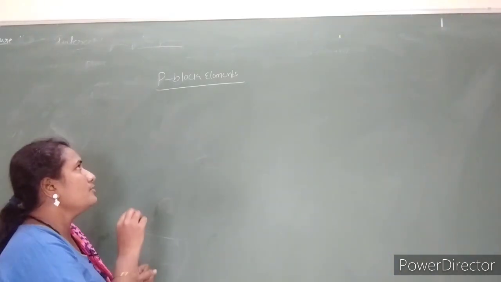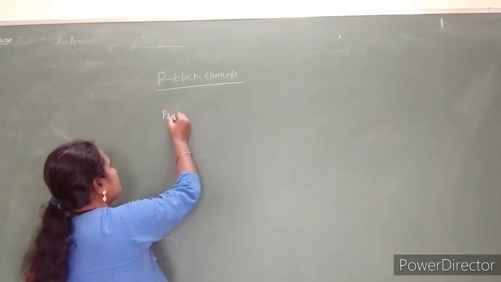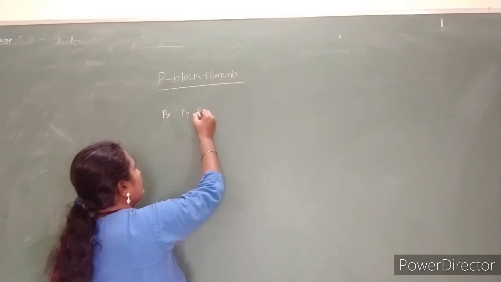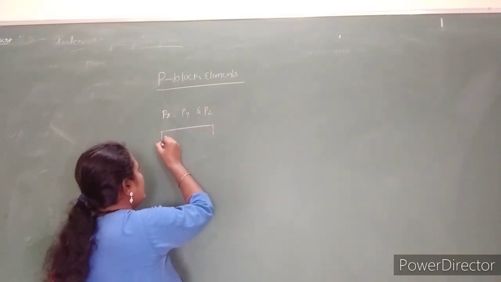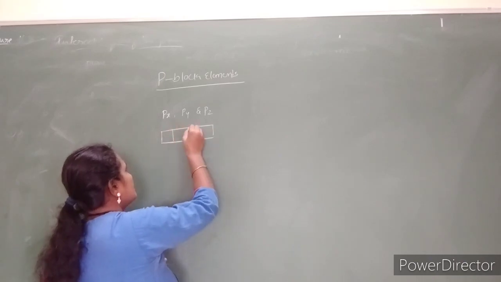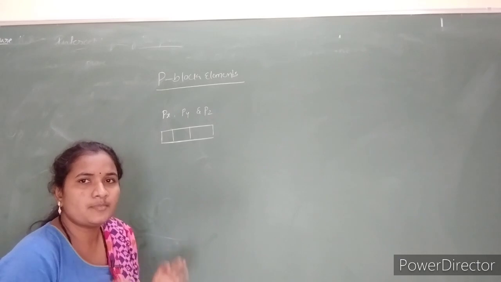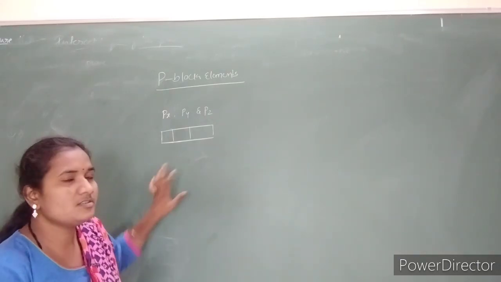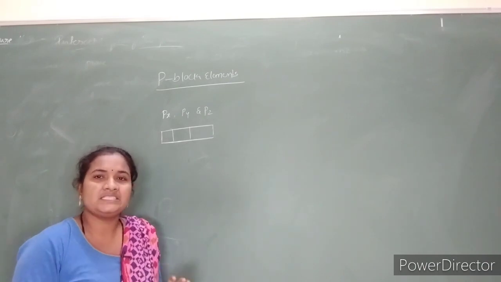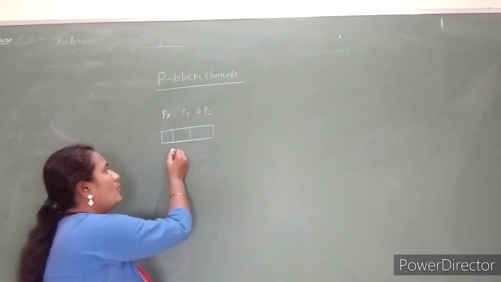The number of p orbitals is 3: px, py and pz. So the p orbital has 3 orbitals, px, py and pz. That is why it has a maximum capacity to accommodate electrons from 1 to 6.